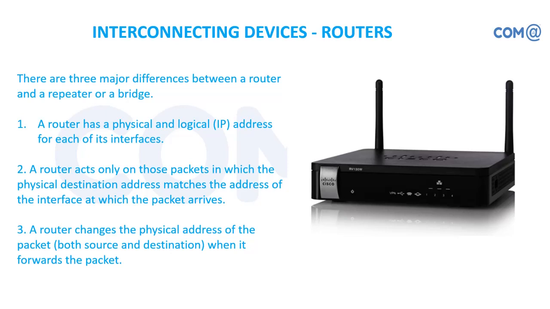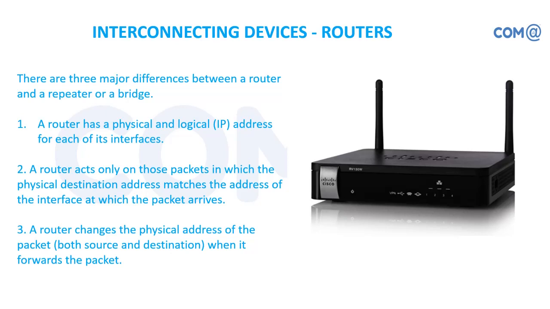There are three major differences between a router and a repeater or a bridge. So what are the three reasons? One is the router has a physical and logical IP address for each interface. So I have an Ethernet interface, serial interface, and voice over interface, multiple interfaces available. So I'll have interfaces for individual devices, not like your switch. So that gives an advantage, right? It'll have a separate controller, and you'll get faster communication.